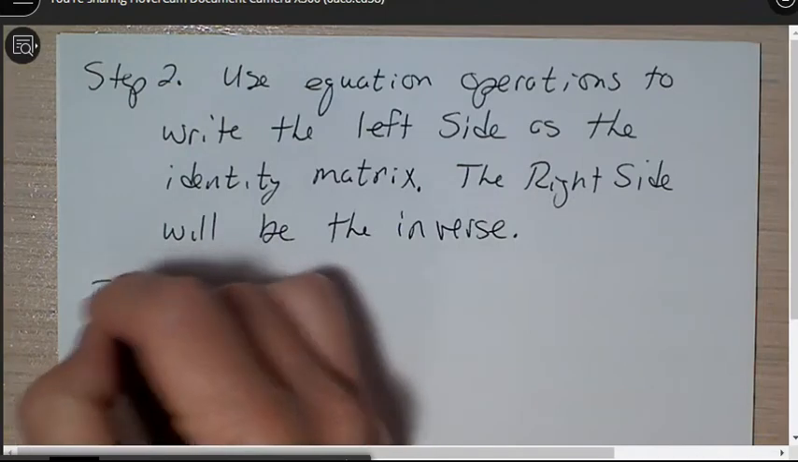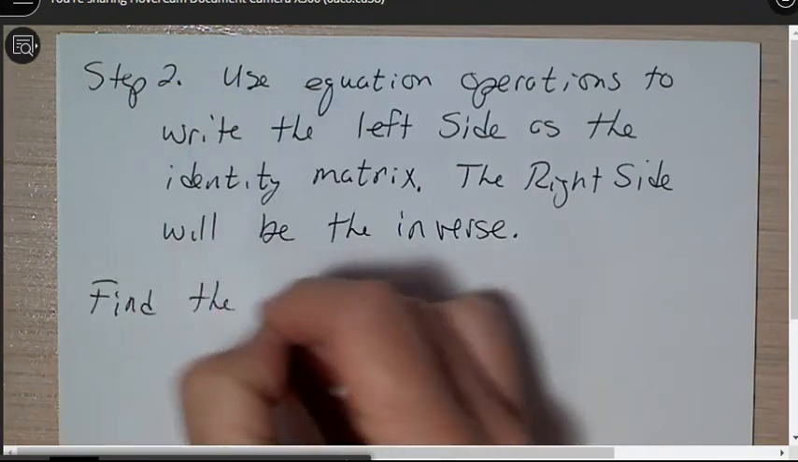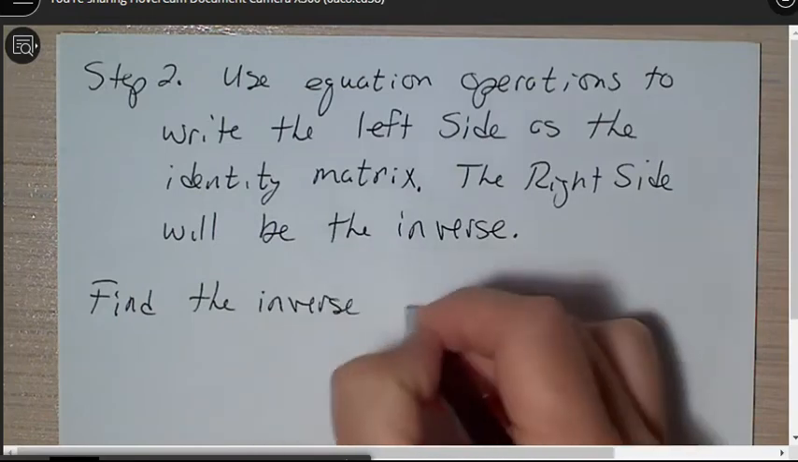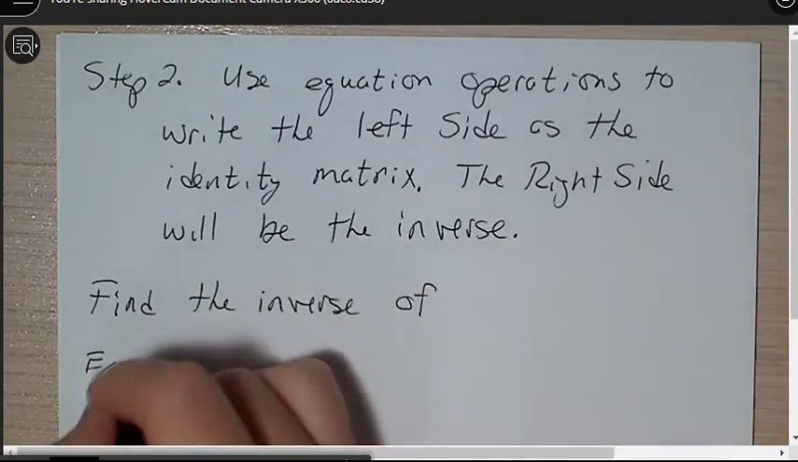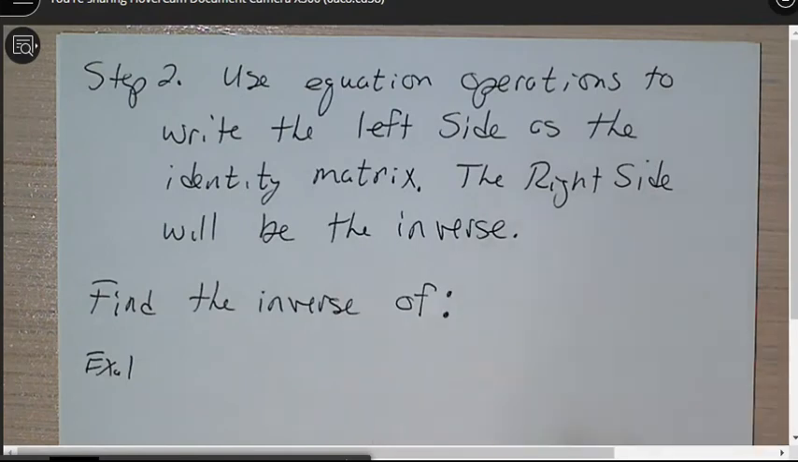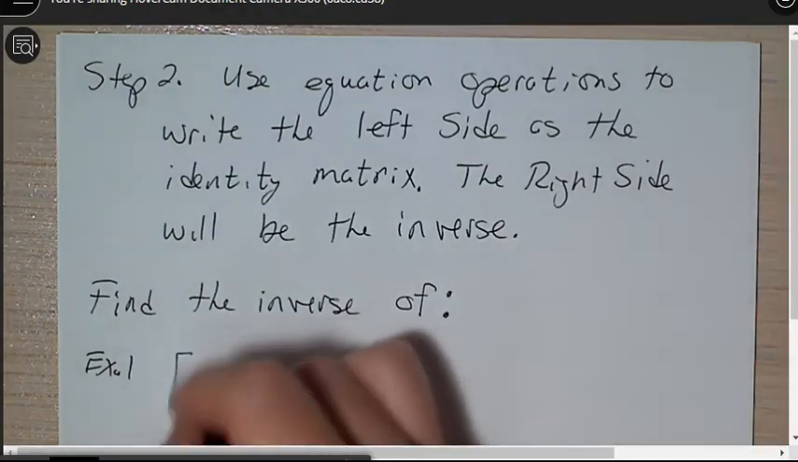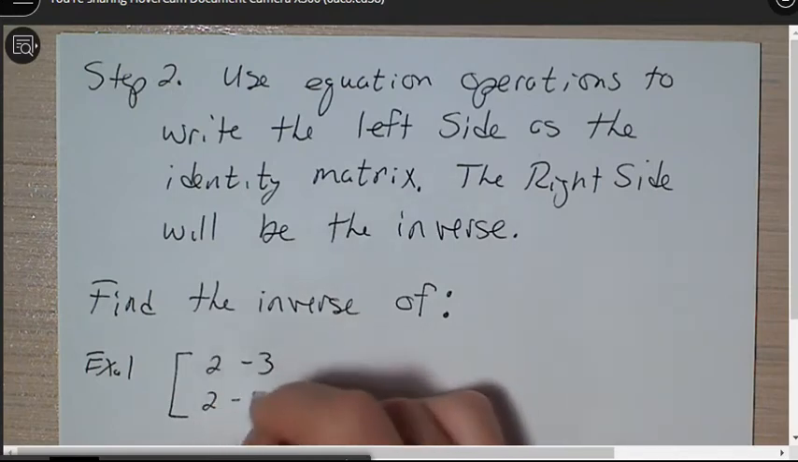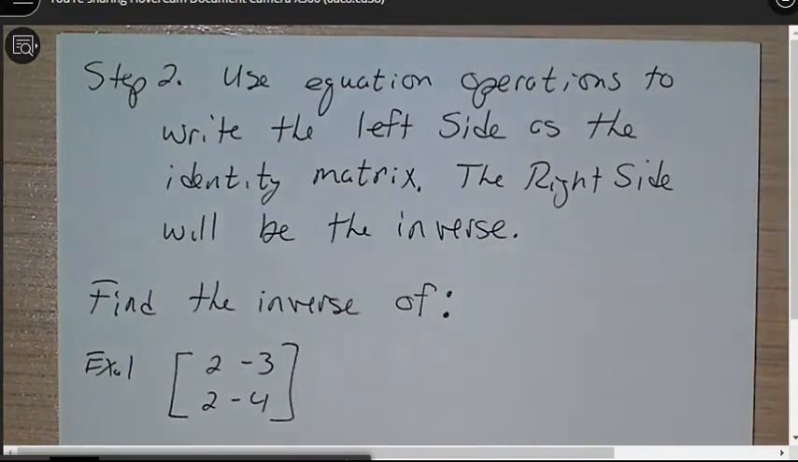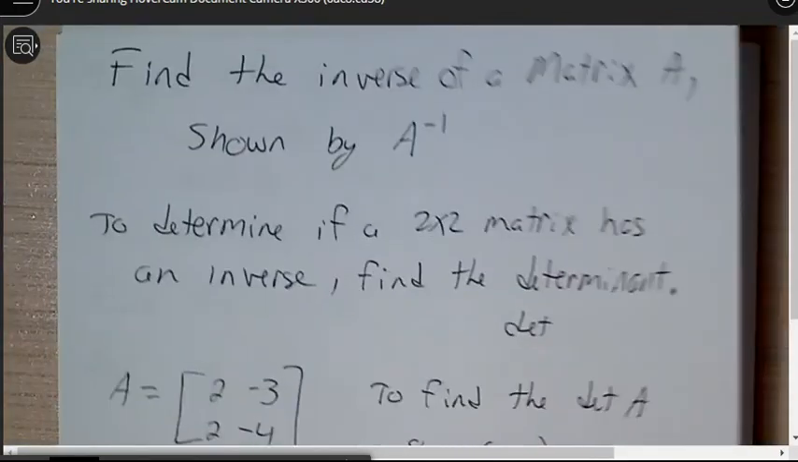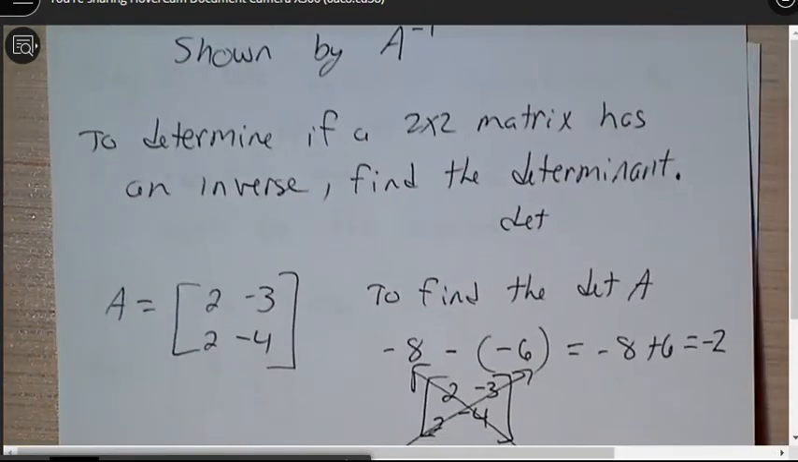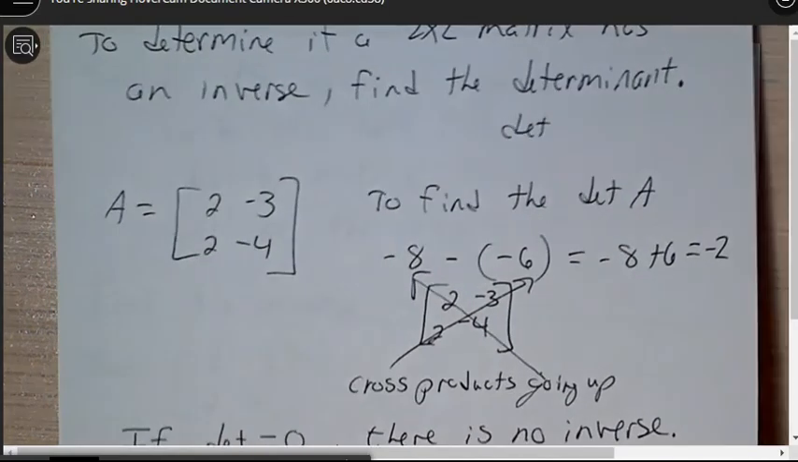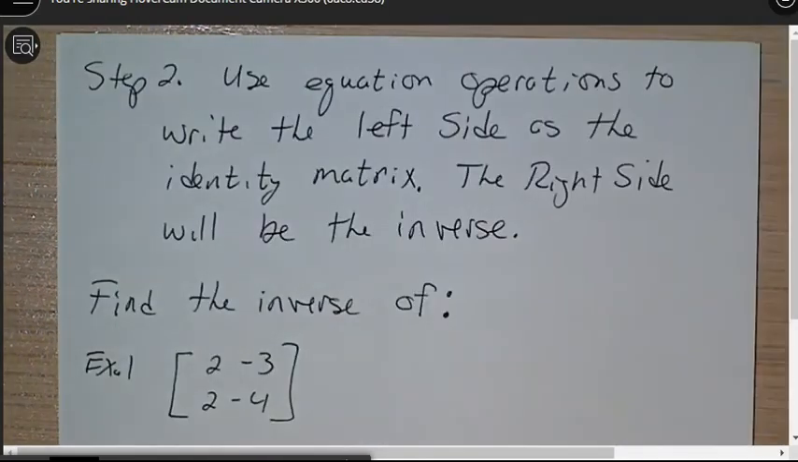So we're going to say find the inverse of the matrix 2, -3 and 2, -4. Okay, because we just checked that same matrix earlier to know that it did have an inverse. So back here we did this. We used that to find the determinant, and we found out that the determinant wasn't equal to 0, so we knew we could find the inverse of it. So now we've got this same one. Let's go ahead and find out what the inverse would actually be.